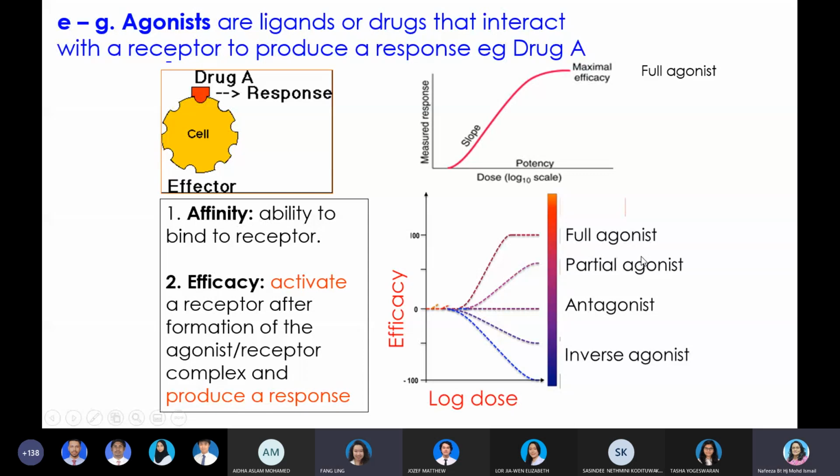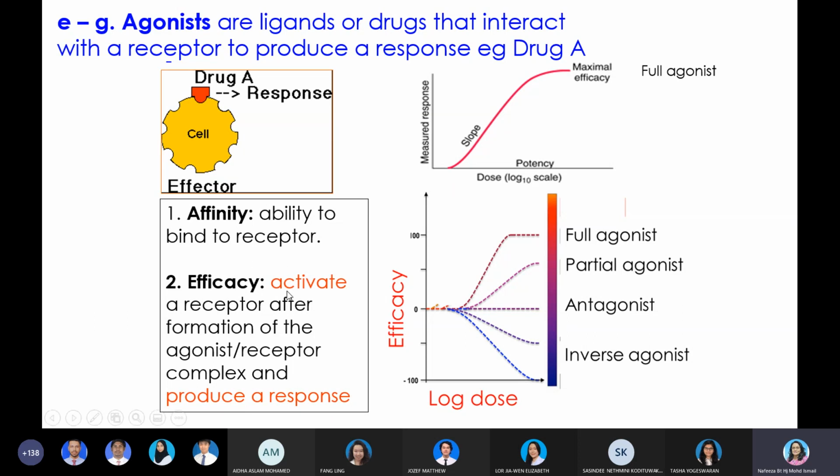Full agonist versus partial agonist. A full agonist causes 100% efficacy. Any drug, and I mean any drug, that causes less than 100% efficacy is known as a partial agonist. Even if it causes 99% efficacy, it is still a partial agonist, because we have a very clear definition of what a full agonist is, and that is it must cause 100% or maximal efficacy.